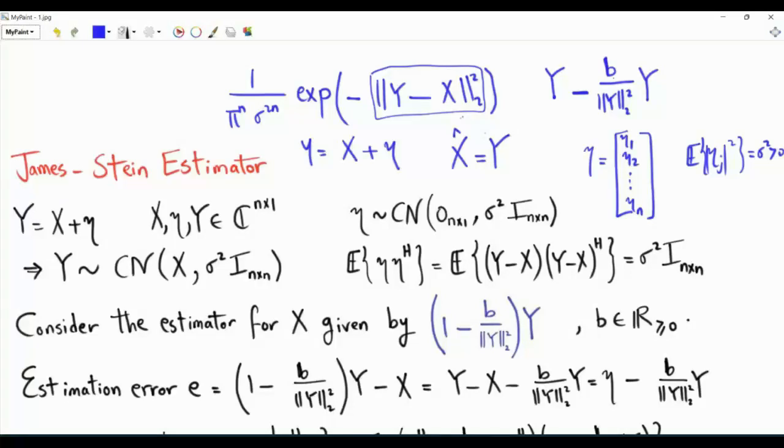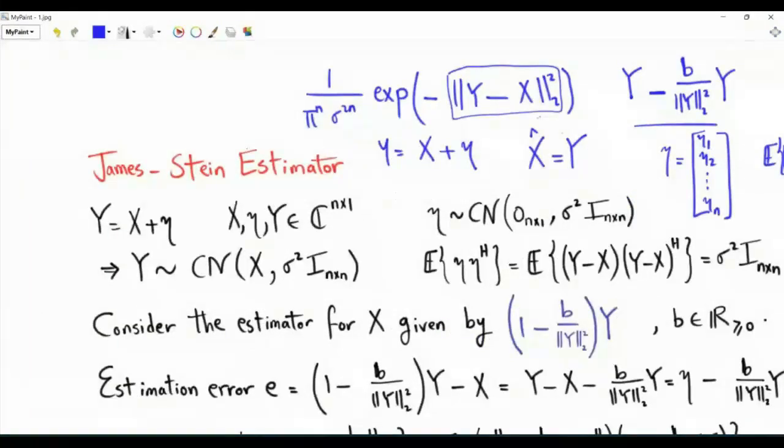The task is to show that using such an estimator, the James-Stein estimator, will result in a mean squared error that is superior, so that is less than, strictly less than, the mean squared error in the case of the maximum likelihood estimator. Now for the maximum likelihood estimator, what is the error? So if we use maximum likelihood, the estimation error is y minus x. So this will be the estimation error, and this will be vector eta itself.